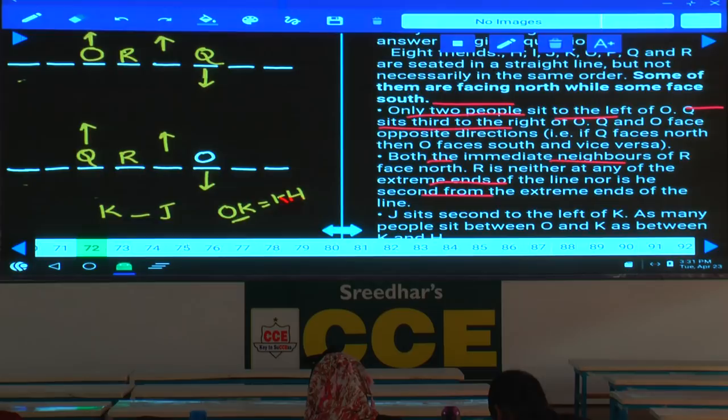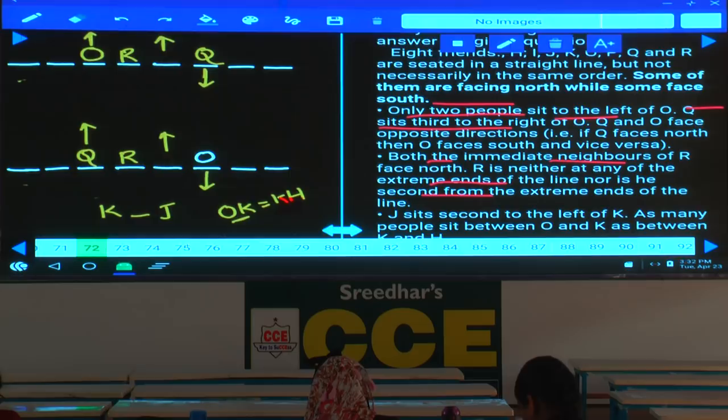Now, among the three of us, the number of persons in between the two equals the number of persons between the other two. That means who is common in between? That person is common, and that person must be in between these two. Done with this? Hence, K is in between these two.